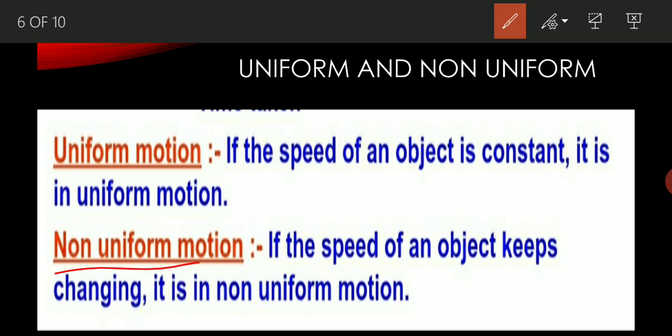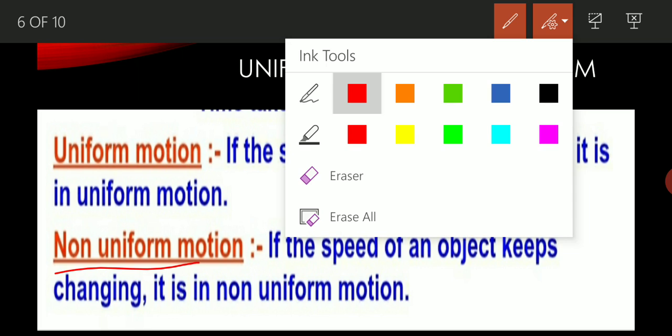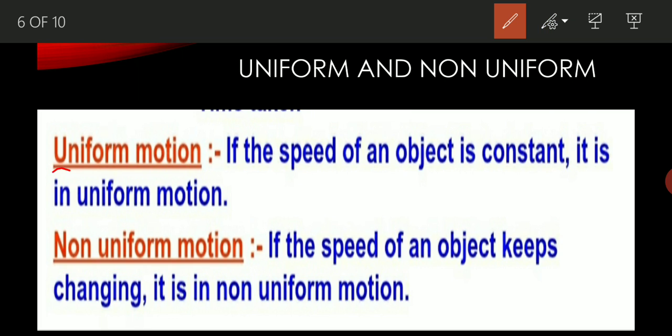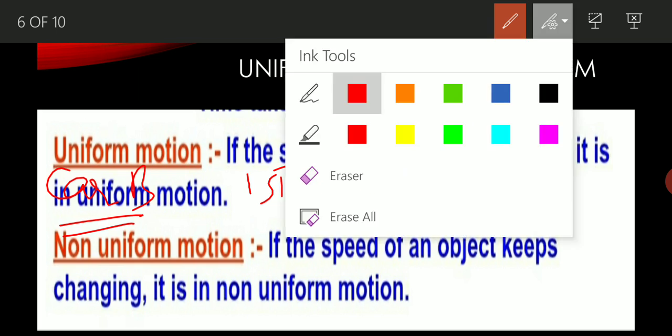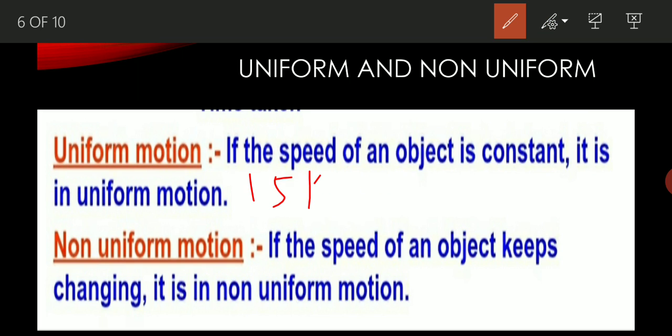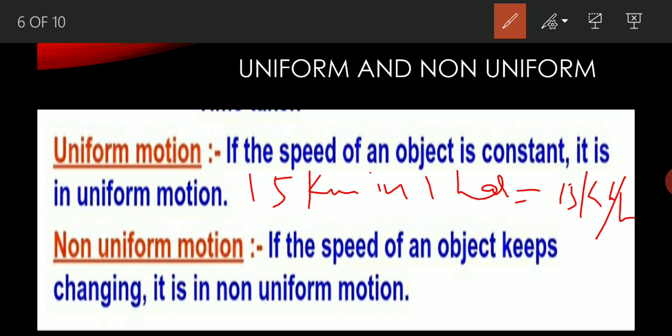Now, come to non-uniform motion. What is non-uniform motion? If the speed of an object keeps changing, it is said to be non-uniform motion. Now, just take the example of car B. How can we say that car B has non-uniform motion? Suppose car B travels 15 kilometers in 1 hour. What will be the speed then? 15 kilometers per hour. Clear?